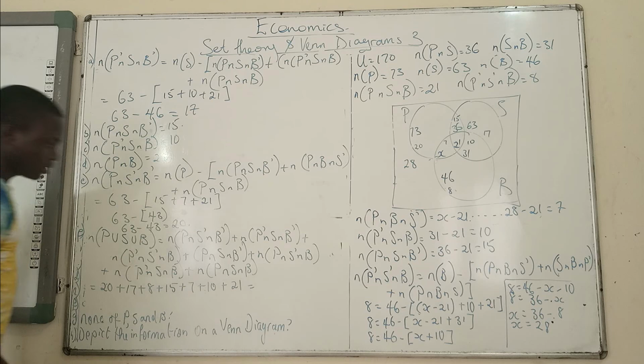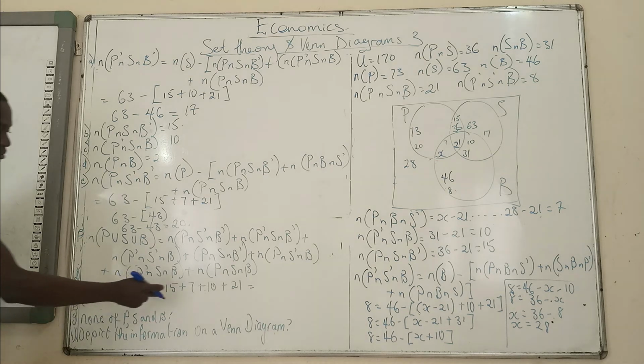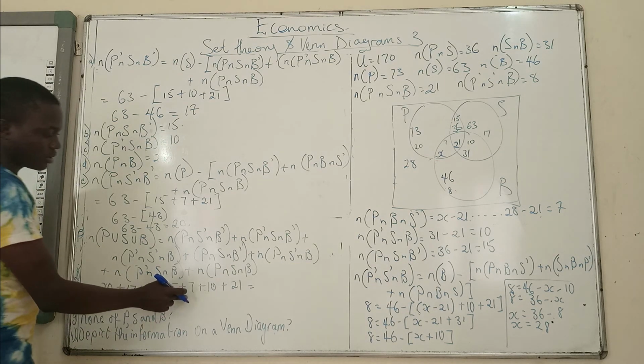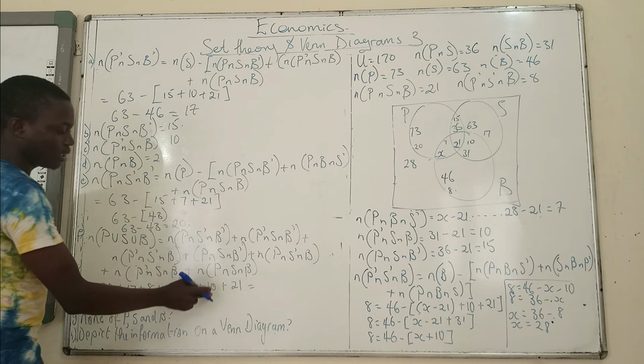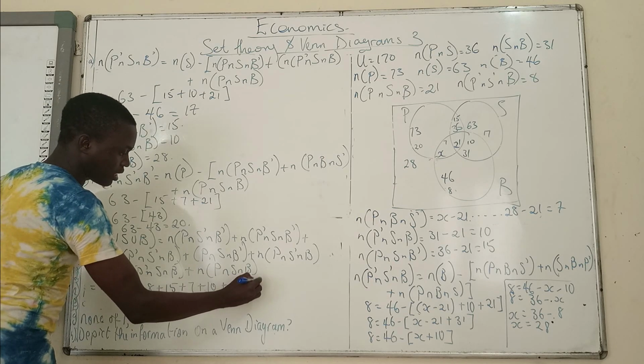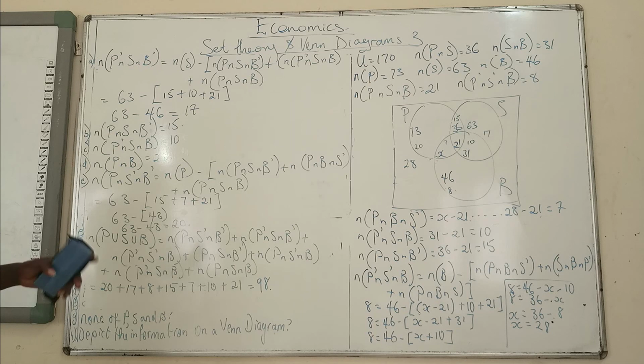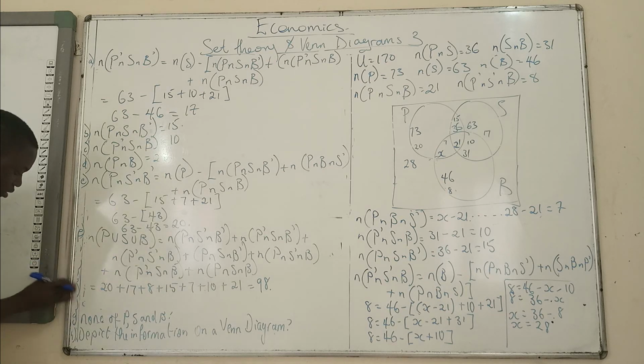So the sum: 20 plus 17 is 37, 37 plus 8 is 45, 45 plus 15 is 60, 60 plus 7 is 67, 67 plus 10 is 77, then 77 plus 21 is 98. So we have 98 students. Alright, I think that is correct. Now the next question says, how many students attended none of the schools?